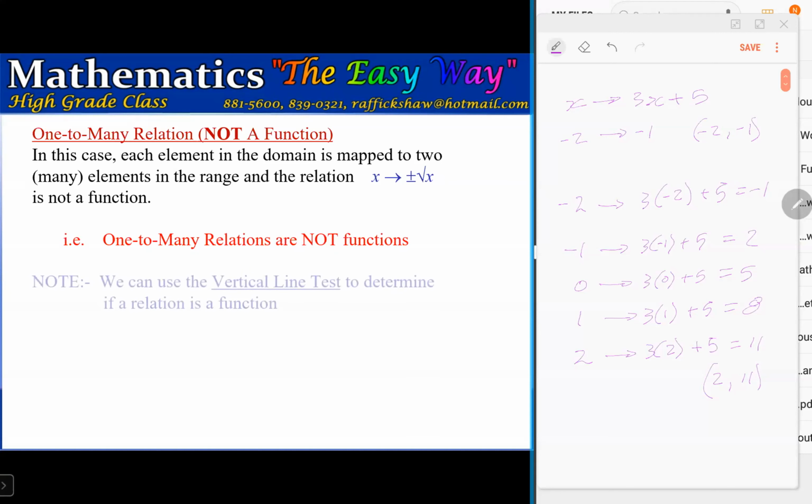All right. Now look here. We're going to introduce how you can test if you have a function or not. I'm going to use a mapping diagram. I'm going to use a graph. So this should help us to understand a little bit better.